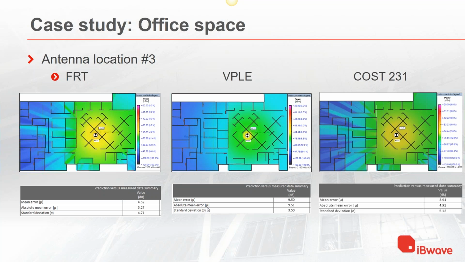Now, the next one is antenna location number 3, when you are in the middle of the office. And there you see that the shadow effect is about equal, a little bit better than FRT. The accuracy is comparable with absolute mean error and standard deviation between these two. This VPLE is a bit off. So what I can conclude from Office Space is that both COST 231 and VPLE have their moments. They do have a bit of accuracy in 2 out of 3 cases, but FRT is very consistent. It will give you between 4 and 5 dB accuracy, with no problem.